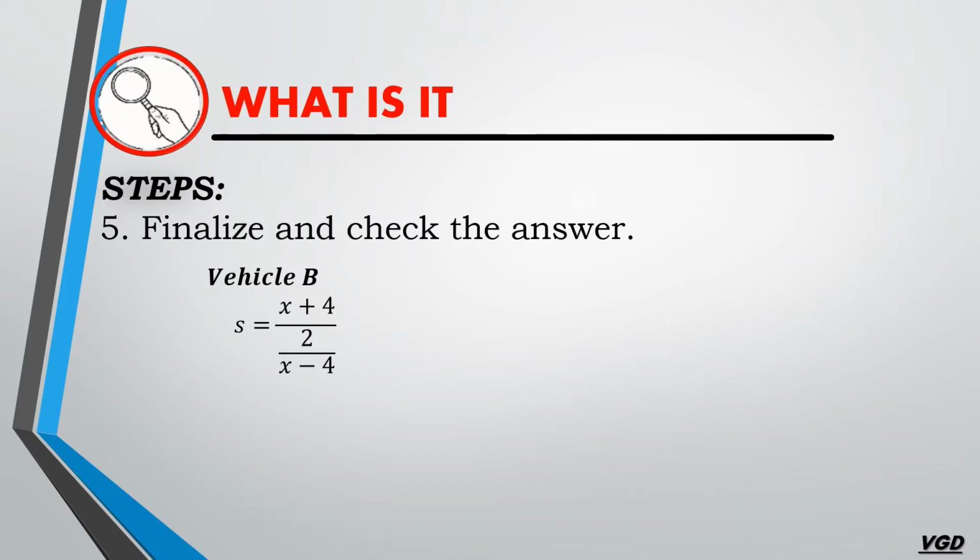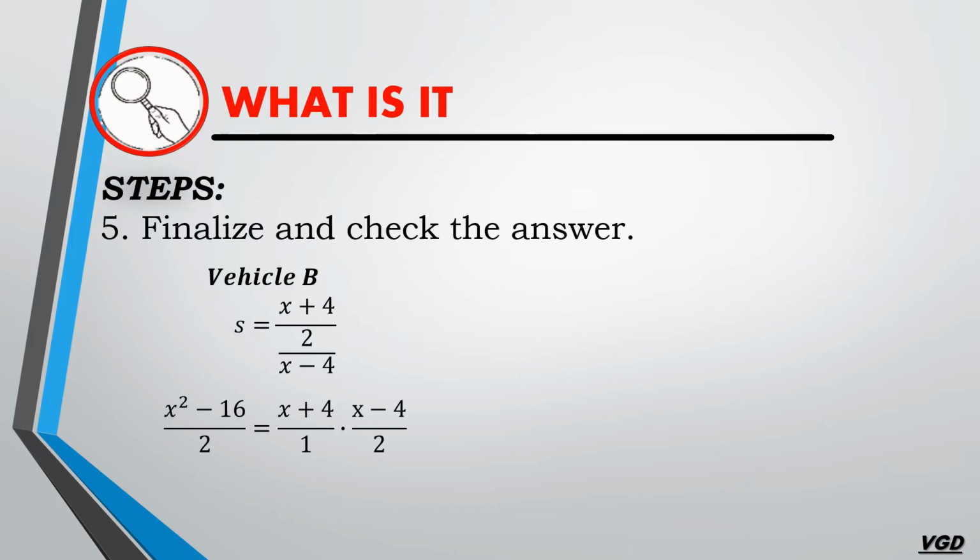Now let's check if the answer for the speed of vehicle B is correct. So our original equation is S is equal to (x plus 4) all over 2 over (x minus 4). So we just have to substitute the value of S. So we will be able to get (x squared minus 16) over 2 is equal to that. So take note that this is a complex rational algebraic expression. So we have to apply our learnings in dividing rational algebraic expressions. So we have to multiply by the reciprocal.